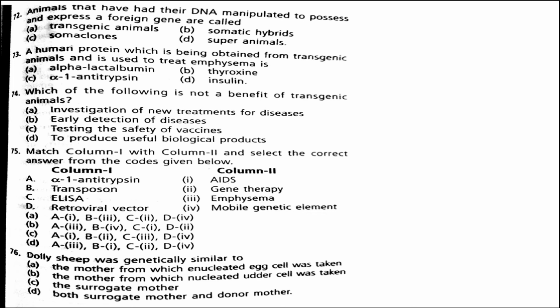Next, which of the following is not a benefit of transgenic animals? A, investigation of new treatment for diseases. B, early detection of diseases. C, testing the safety of vaccines. D, to produce useful biological products. And the answer is option B. Next, match column 1 and column 2 and select the correct answer from the codes given below.